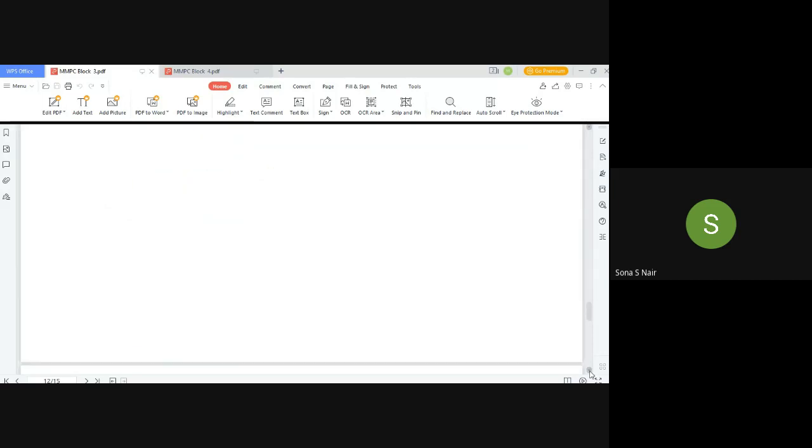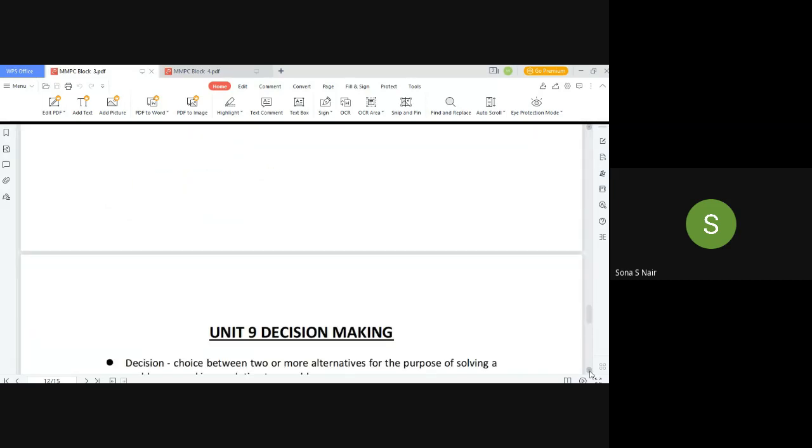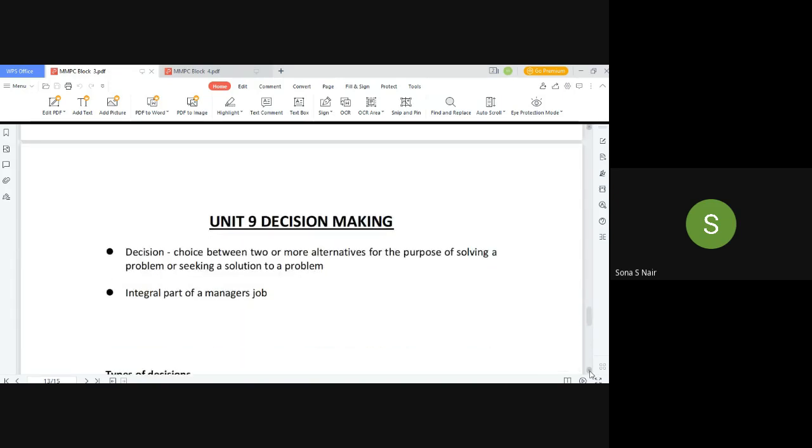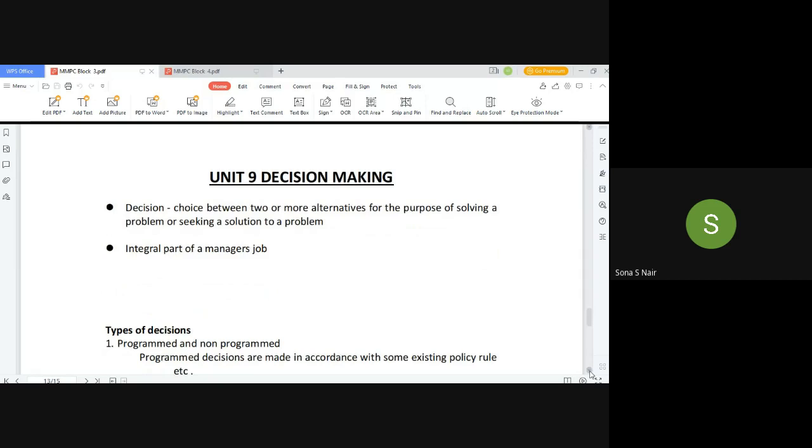That brings us to the end of motivation. And there's another small unit in block three, which is decision making. We will run through some of the parts of this unit so that we are conceptually clear with the important things in the unit.